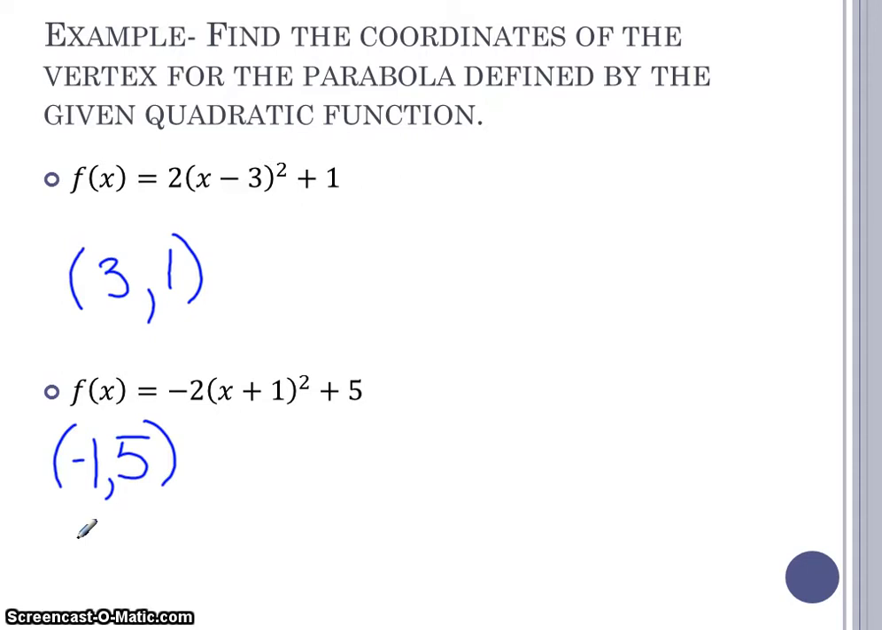Alright, so what do we think? Yes, sir? You changed the sign on the h, but not the k. Not the k. Yeah, because the k had a plus k built into the equation, so we don't have to mess with the sign.